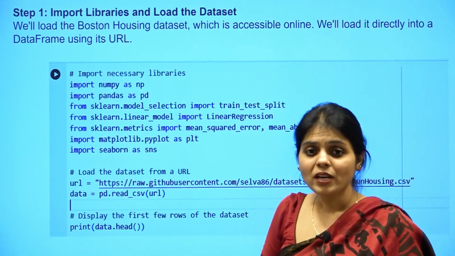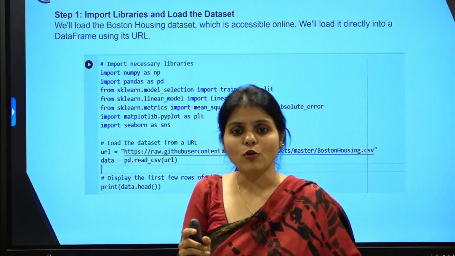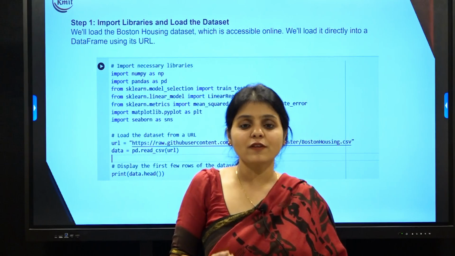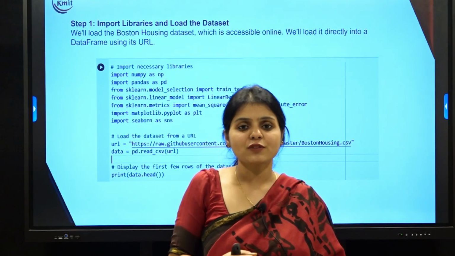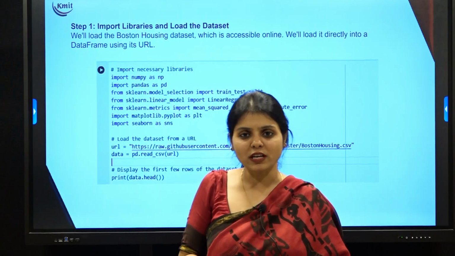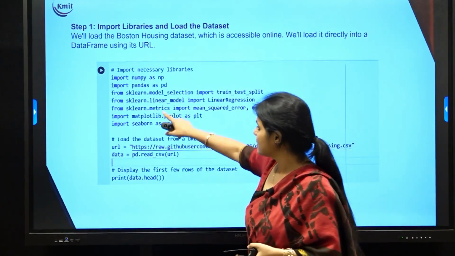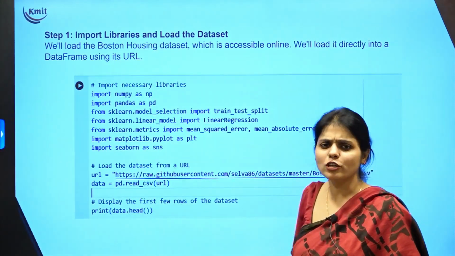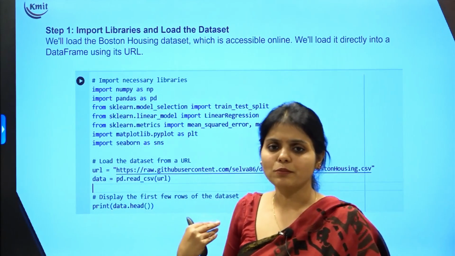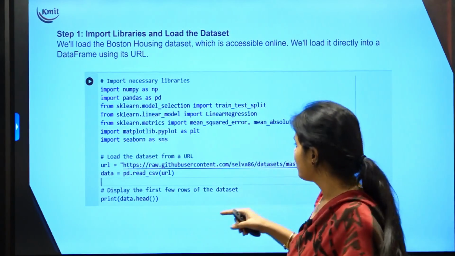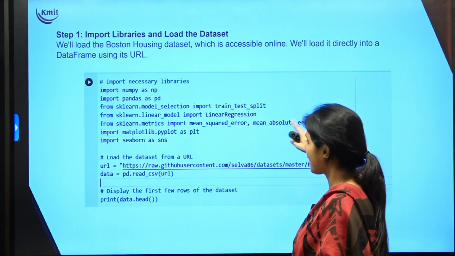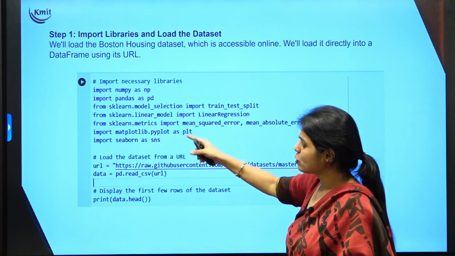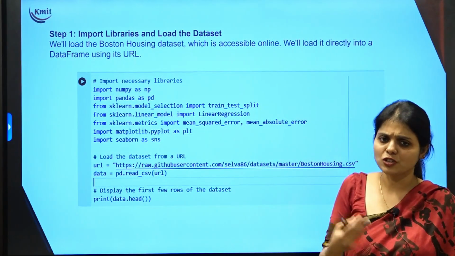Now as I told you, we are not just developing the model, but we are also evaluating the model and predicting the results. For evaluating the model we have seen different types of metrics, right? For regression we have MSE, mean squared error, mean absolute error, root mean squared error. So from sklearn.metrics I am importing mean_squared_error and mean_absolute_error. You can choose only one, but for showing it to you, I have chosen both. I'm also importing matplotlib.pyplot to visualize my graph, and seaborn for more visualization and more understanding.